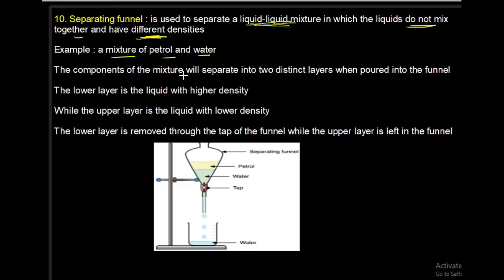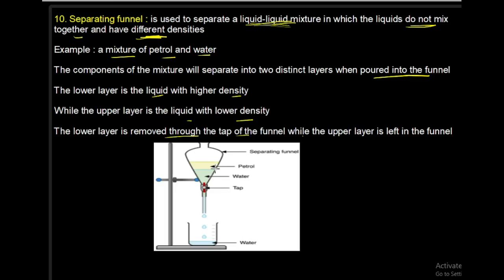As I said, the components of the mixture will separate into two distinct layers when poured into the funnel. The lower layer is a liquid with higher density, while the upper layer is a liquid with what? Lower density. The lower layer is removed through the tap of the funnel, while the upper layer is left in the funnel. So this is the lower layer, being water, which is going to be separated using the tap, and this is the upper layer being petrol.